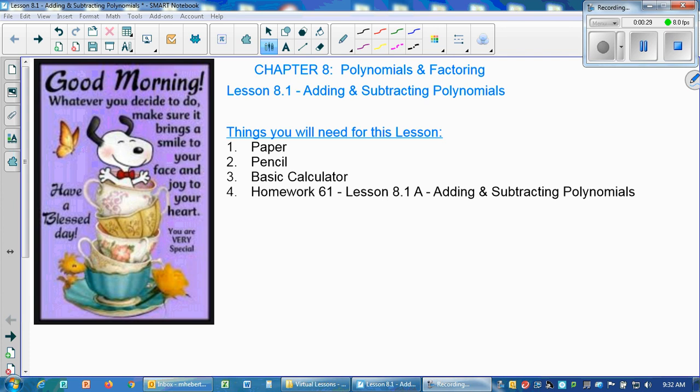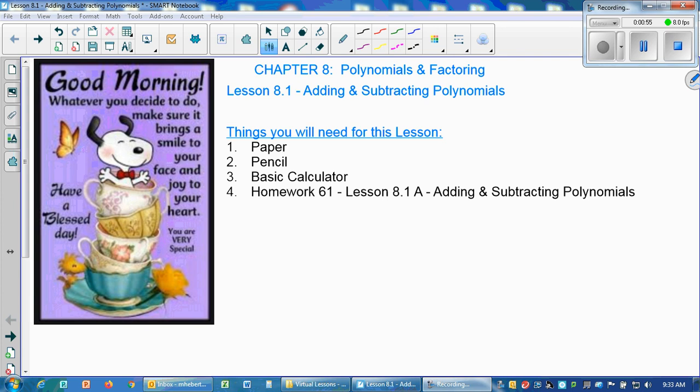So for this lesson today, you're going to need a few things in order to be able to do well today. First thing you're going to need is some paper. You need something to write your notes on and keep them all together for Chapter 8. So that way you have materials to study for when you're taking your quizzes, and you have materials to prepare you for your tests, and you also have materials to help you with your homework. You're going to need a pencil, so that way you can write down your good notes.